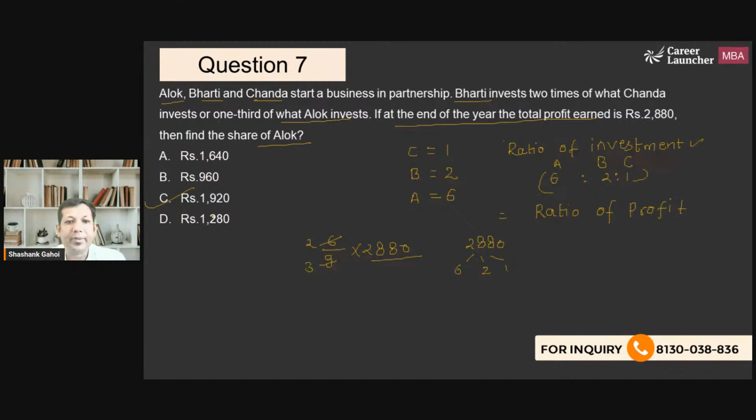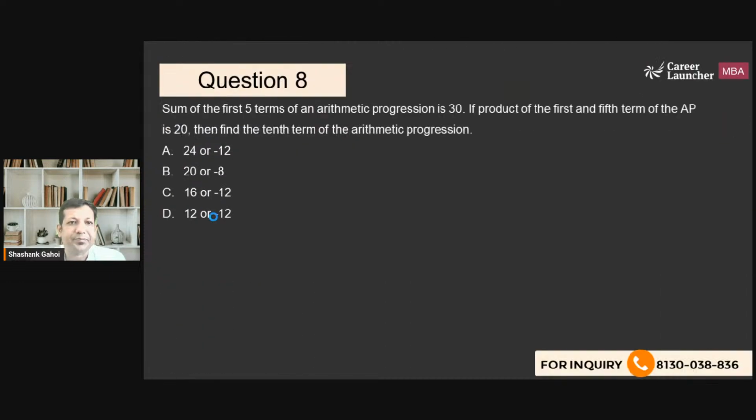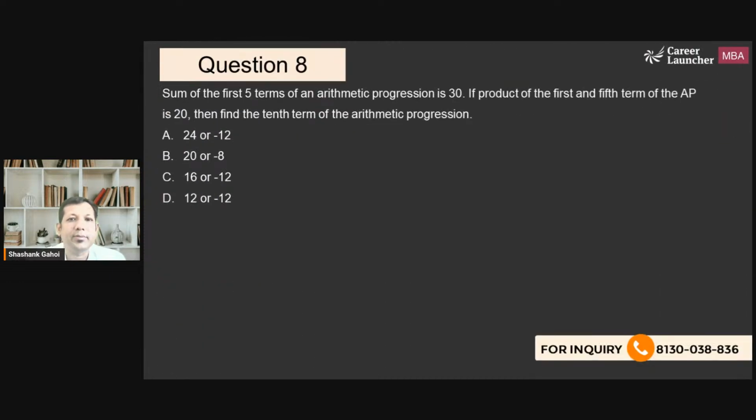Okay. Now let's move on to the next question. What does it say? Question number 8. Okay. So basically it says that sum of the first 5 terms of an AP. So I have first term is A, second term is A plus D, next term is A plus 2D. Okay. Next term is A plus 3D. Then next term is A plus 4D.